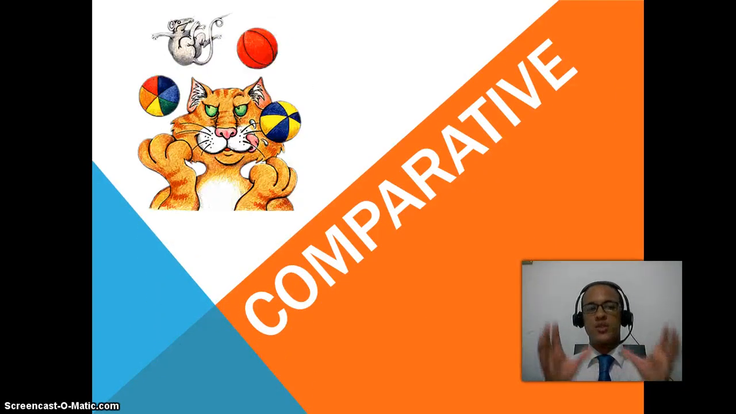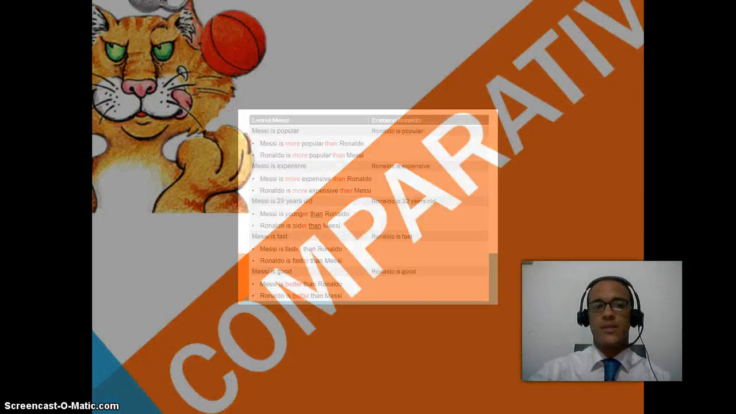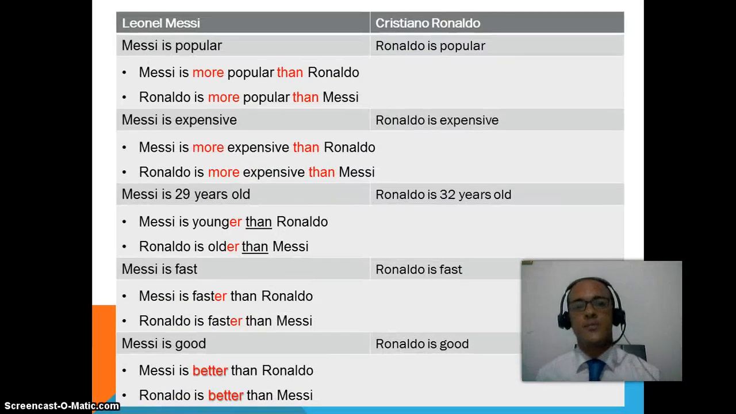Now, to make sure students get it clearly and before practicing a little bit more with this, the following table will be shown to them. They can take notes of it, but the most important thing is to have them repeat as the teacher reads the sentences. So you say Messi is popular and Ronaldo is popular. Both of them are popular, but you can say that in your opinion Messi is more popular than Ronaldo, or Ronaldo is more popular than Messi. That depends on what you think.